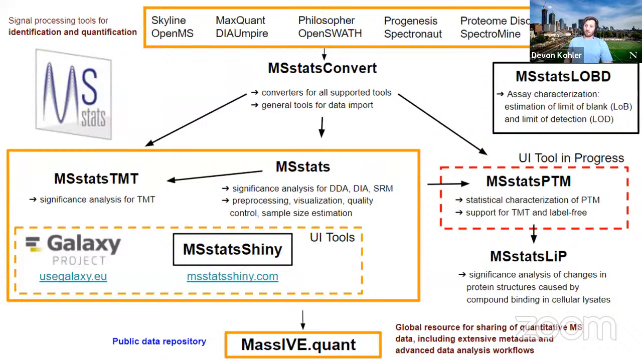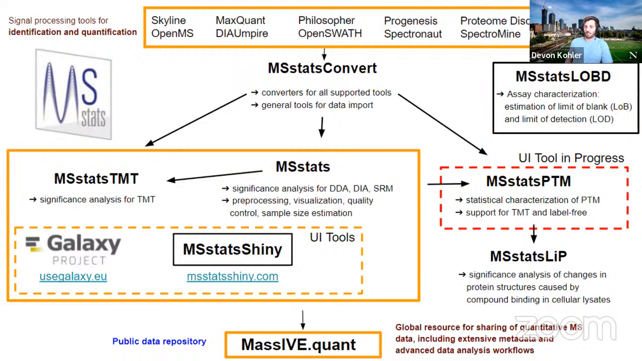We don't have converters for every package. For example, our newer packages like MSstats PTM and LiP only have a couple of converters. We are actively developing the converters, but MSstats and MSstatsTMT should have most of these converters available for you. All of these converters are contained in this new package that we created called MSstatsConvert.